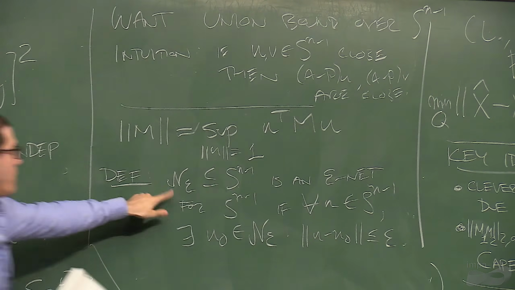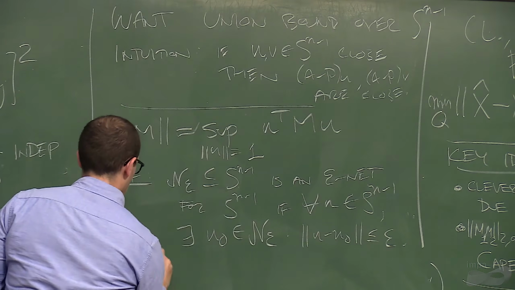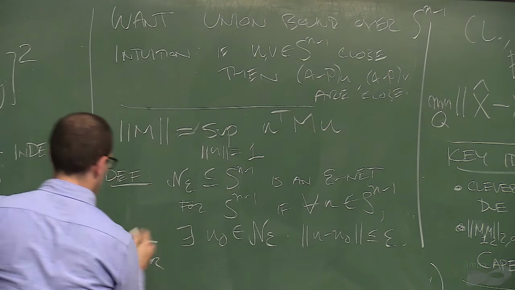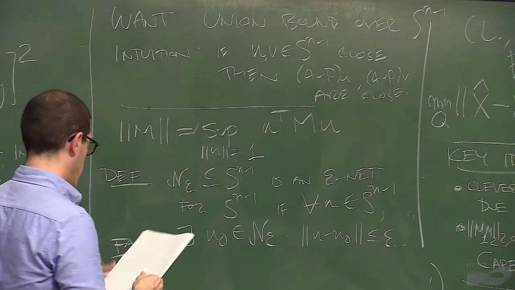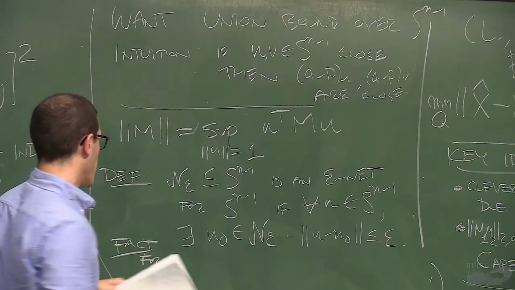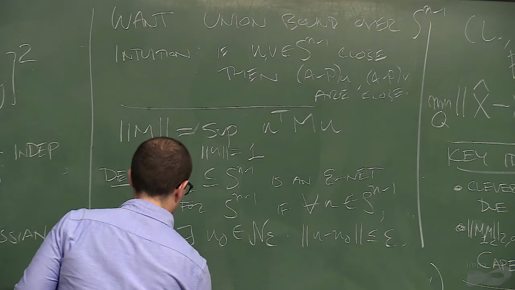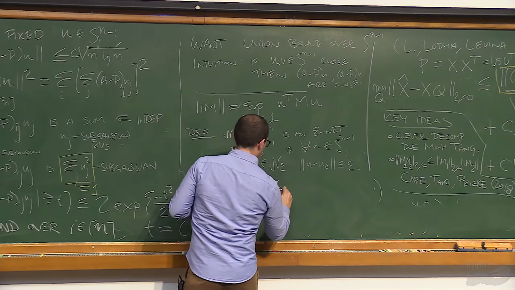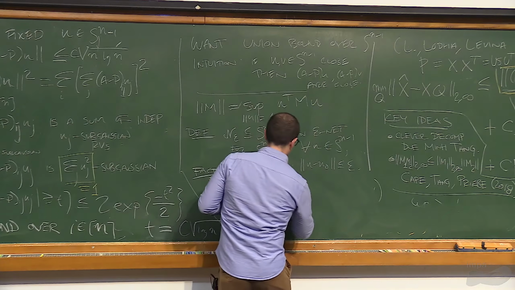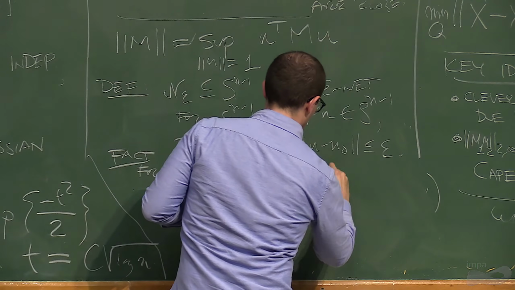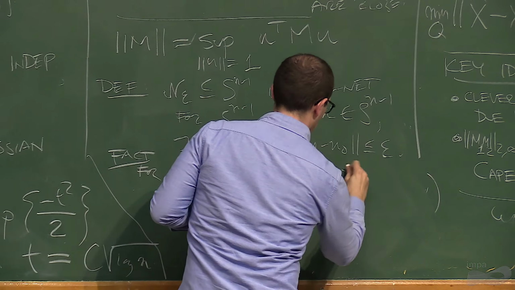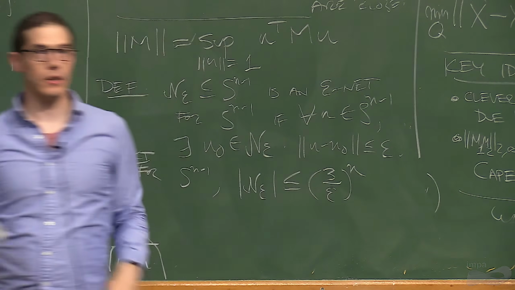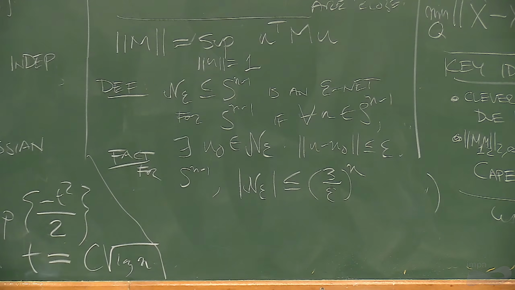The point is that we can find these things. This is just a fact. Again, the easiest place to find this is in Vershynin's book, but this is also discussed a lot in the empirical process literature. For S^{n-1}, the size of N_epsilon grows like (3 over epsilon) to the n. This is not the best possible bound. It's more like (2 minus epsilon) over epsilon, if I remember correctly. But for our purposes, this is fine.